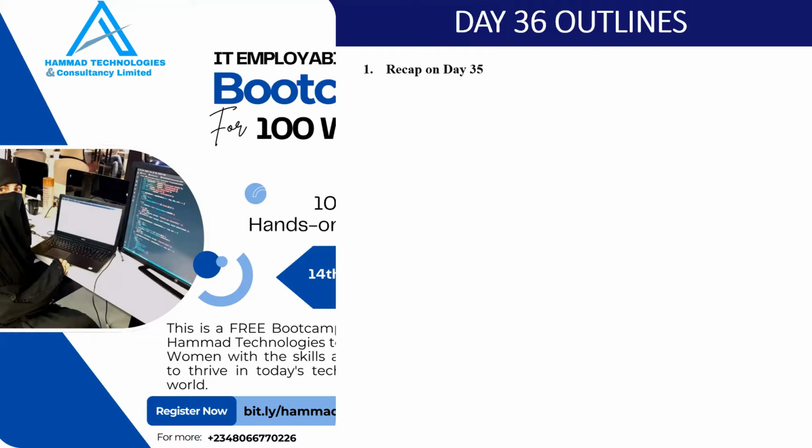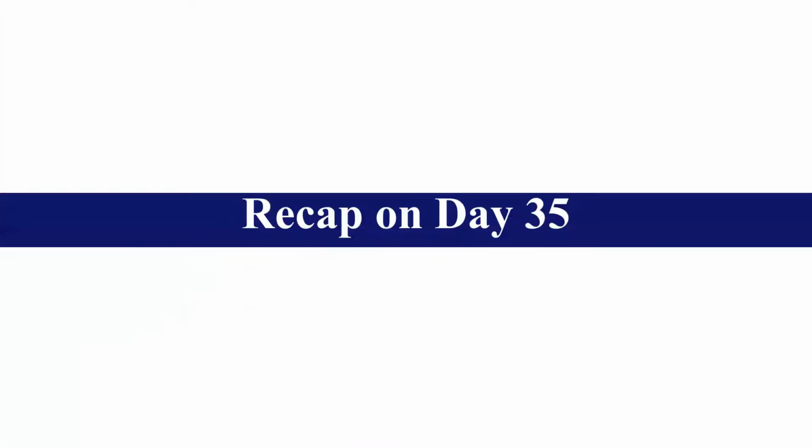So anyways, in our last class, we talked about text to column. We also talked about concatenate and other things. Maybe if I come to recap, we'll talk about them. Then we talked about pivot table. Then we will have question and answer. Then we call it a day. So let's see, recap on day 35.